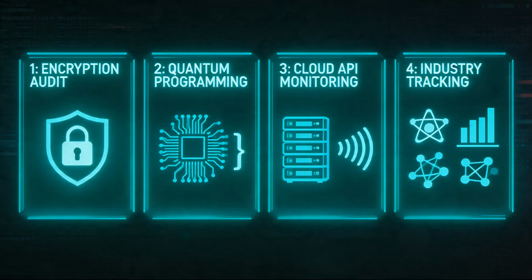What should developers and engineers actually do with this information? First, audit your encryption stack. Identify every place your systems use RSA or elliptic curve cryptography. Prioritize anything that protects data that needs to stay secret for more than a decade. Start planning migration to post-quantum standards. Even if you cannot move today, you need a roadmap.